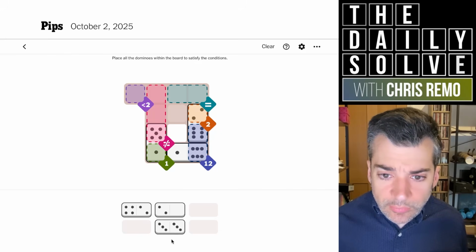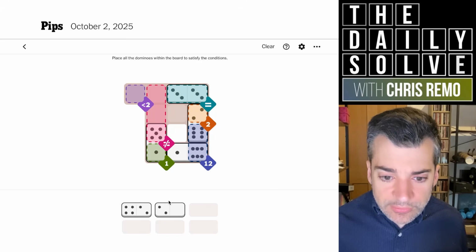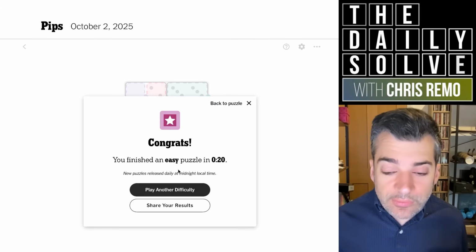That's fine. We have an equivalence made up of 2 of the same dominoes, so that's a 3, 2 of the same halves. Less than 2 can only be the 0, so that goes there. The inequivalence means we avoid the 2 there, and that's that. That was a very straightforward, easy puzzle.